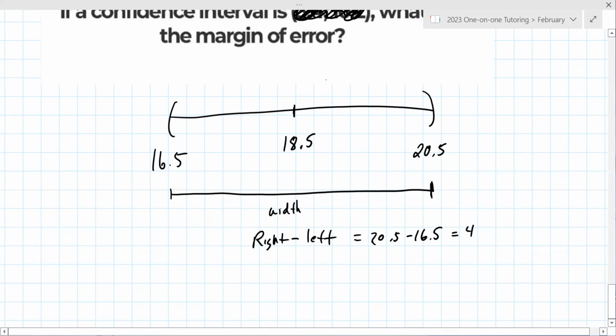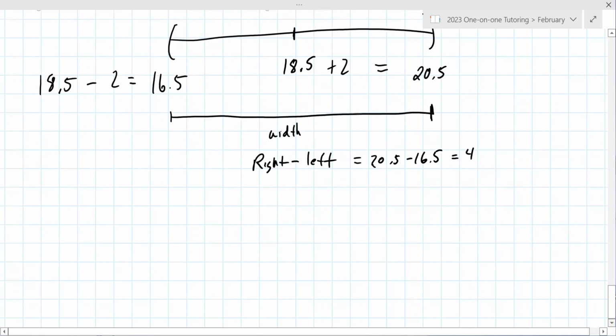2. So notice 18.5 plus 2 gets you to 20.5. And then 18.5 minus 2 gets you to the 16.5. Okay. So let's try another one here. This is all good stuff that you're getting. Let me just give you another one.